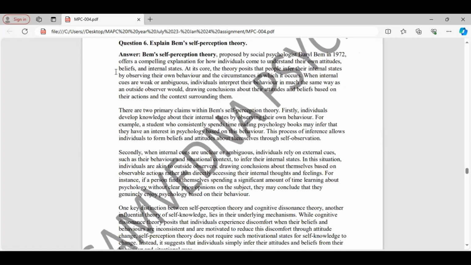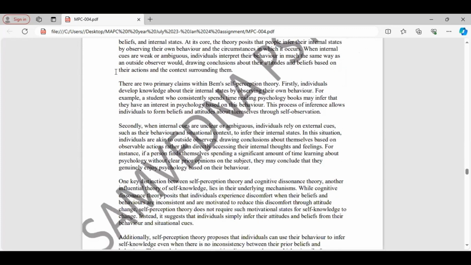And then there are two claims of this theory. First is how the individuals develop their knowledge about the internal states by observing their own behavior. And second, when there are no internal cues, the internal state is ambiguous, then they rely on the external cues like the behavioral or situational context.